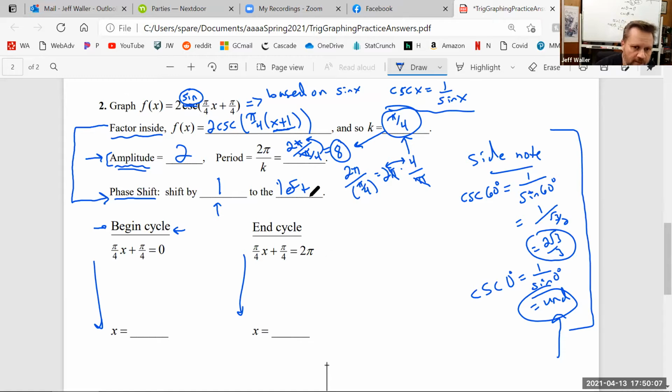Remember what this means. Doesn't sine start at 0 when the inside is 0? So the inside is 0 and the inside is 2 pi. If I solve for x, it'll tell me where my new function starts and where it ends. This is a beautiful little thing you can do for any periodic function, really. So I have no idea if anybody's doing the work, but just take a minute, solve those two.